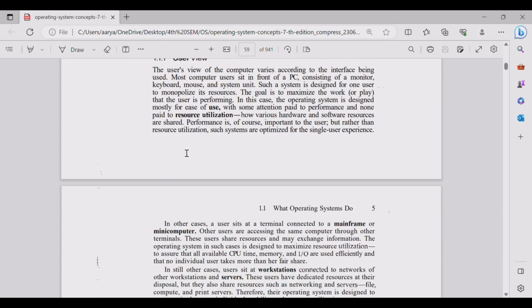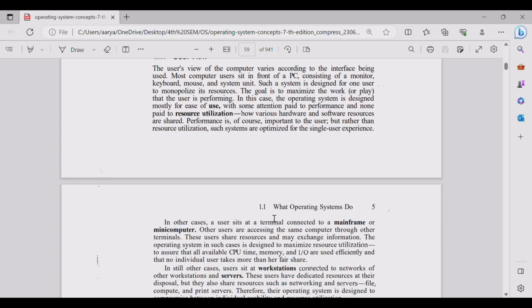Here you can see the text of the user view. If you want, you can go through it. I have just done a basic brush up of what is written over here.